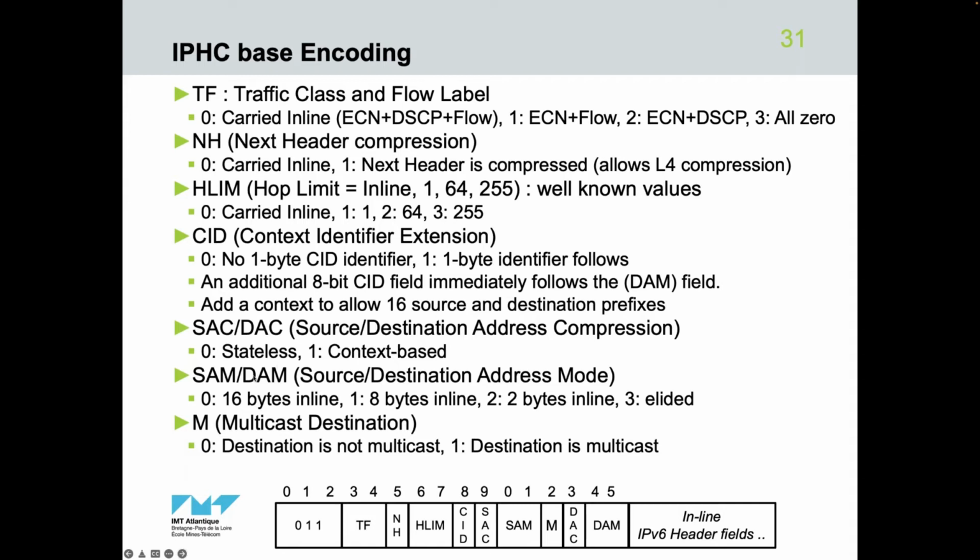Next, we have SAM and DAM. The SAM and DAM fields represent the source and destination address mode, and depending on the combination, we might have different byte sizes. So it highly depends on whether the addresses are link local or global. And finally, there is the field M, which stands for multicast compression. It indicates whether the destination address is a multicast address or not. So this is the whole concept of the IP header compression encoding system.